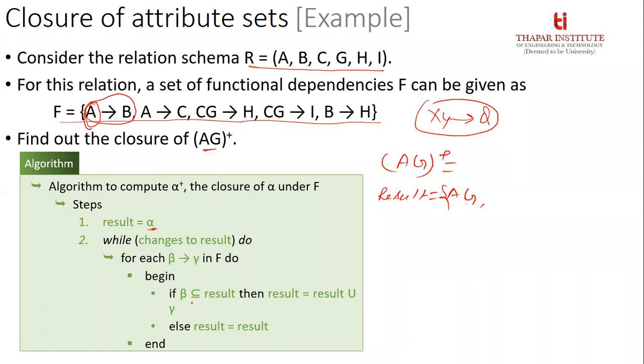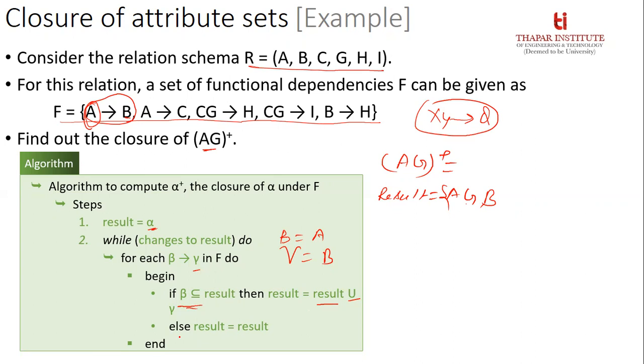Yes, sir. So here A is a subset of AG. Yes, it is a subset of AG. Then you have to include B in the result set of AG plus. So you can take the result union with gamma. Gamma is here B. So beta equals A and gamma equals B. The condition is true, so you have to include gamma in the result set. So you include B in the result set. B will be in the closure set of AG plus.